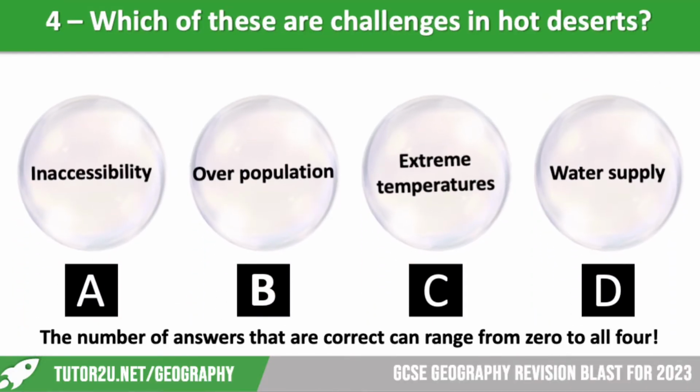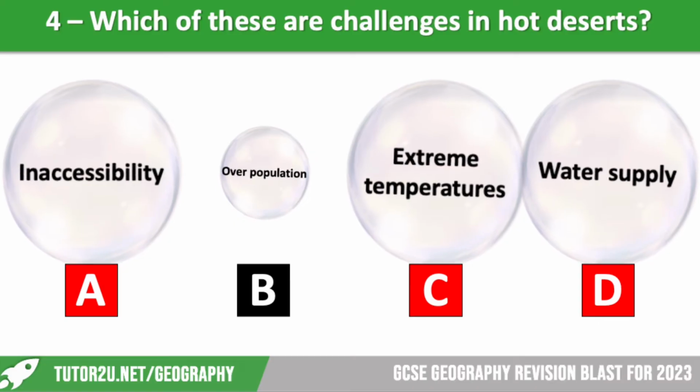Which of these are challenges in the hot desert? Inaccessibility, overpopulation, extreme temperatures, and water supply. So we'll just leave those on the screen for a moment. You can jot down which ones you think are relevant to this question. So which are challenges in hot deserts? Let's have a look at the answer. It is inaccessibility, extreme temperatures, and water supply. So that leads to a sparse population because obviously life is very challenging.